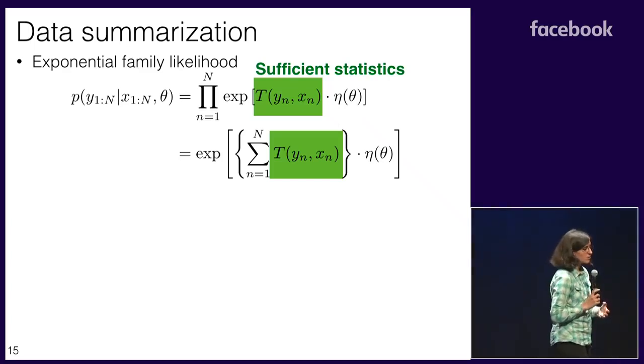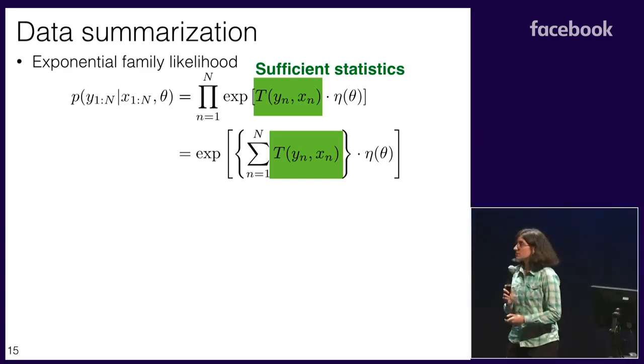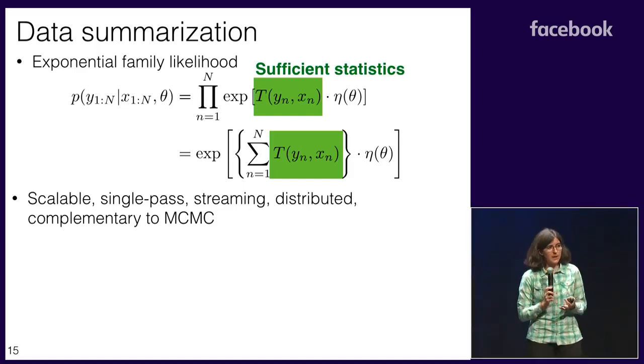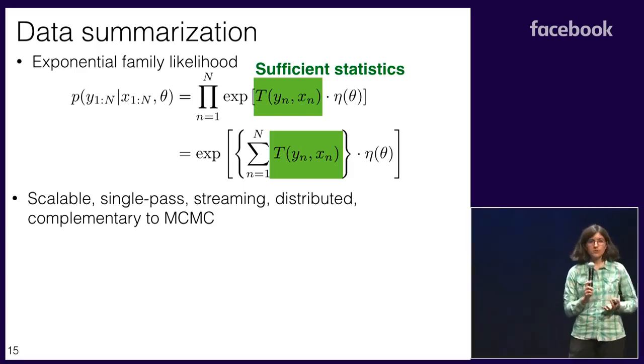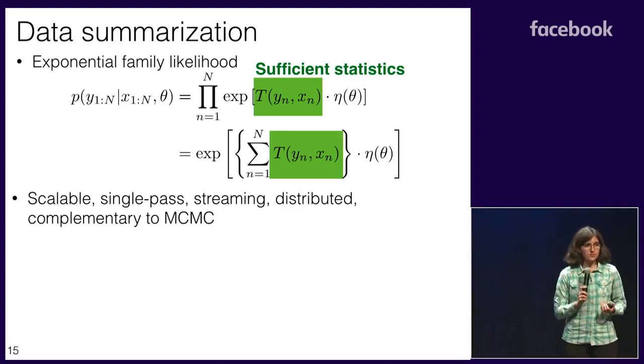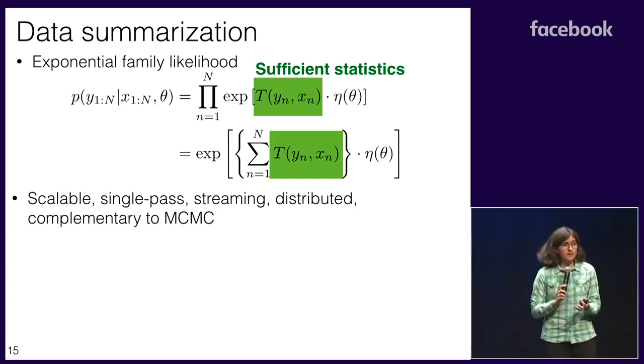We don't have to do this whole sum over the whole data. And so this is sort of trivially scalable. It only requires a single pass through the data. It's trivially streaming. We can just keep adding things. It's trivially distributed. We can just add on different cores. And it's very complementary to Markov-Chain-Monte Carlo.